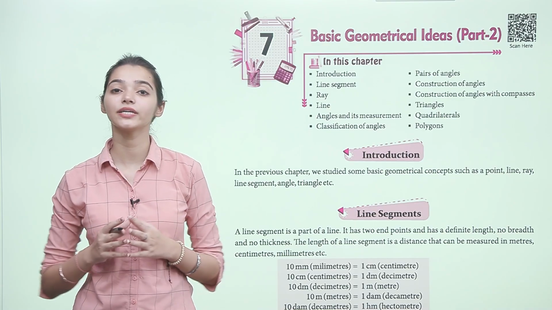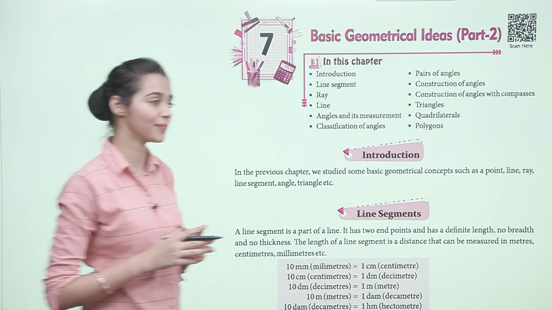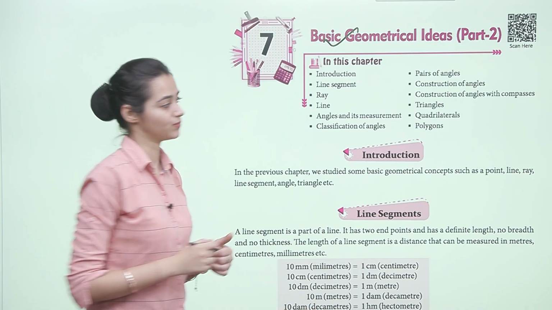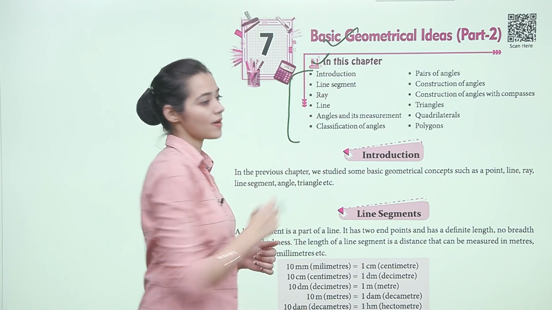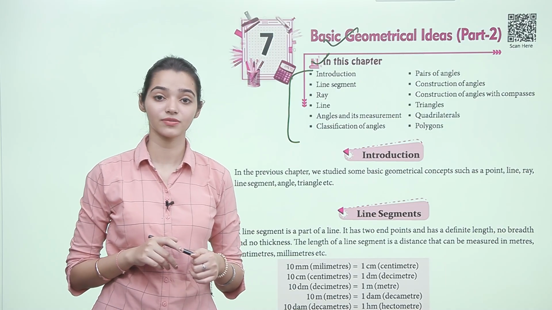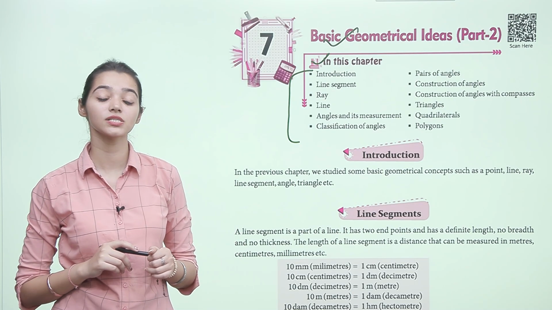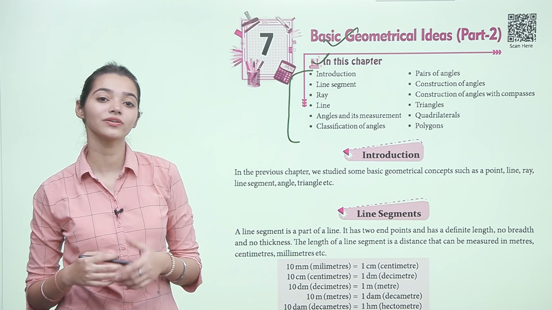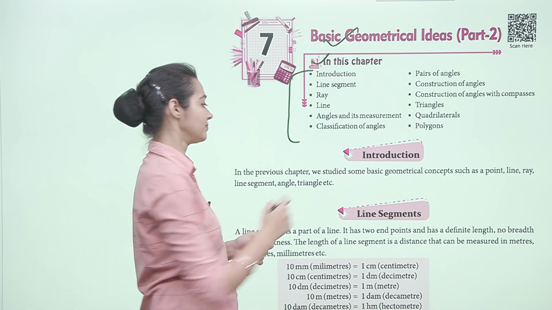My name is Neenu Rathi and today we'll be learning a very interesting topic, that is Basic Geometrical Ideas Part 2. Now in this chapter we will learn about line, segment, ray, line, angle and its measurement, classification of angles, pair of angles, construction of angles, how we can construct an angle with compasses, triangles, quadrilaterals and polygons.